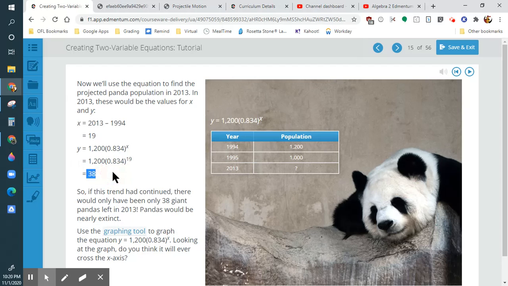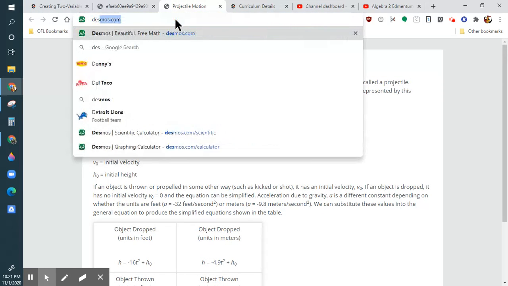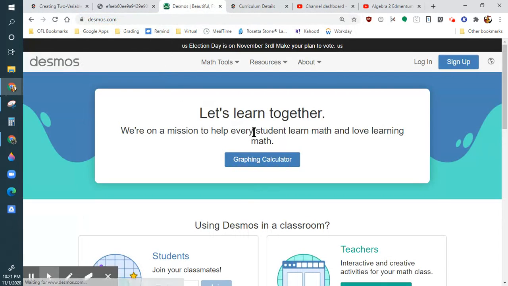For example, if we're dealing with pandas, in this case, we can't have a fraction of a panda. So this tiny little difference, like I got 8.333, is not going to make that big of a difference. So we can use the graphing tool to predict how far in advance. It's 19 years away, so they're just plugging in 19. And we can use a graphing tool to solve this. I'm not going to use their graphing tool because I really like Desmos.